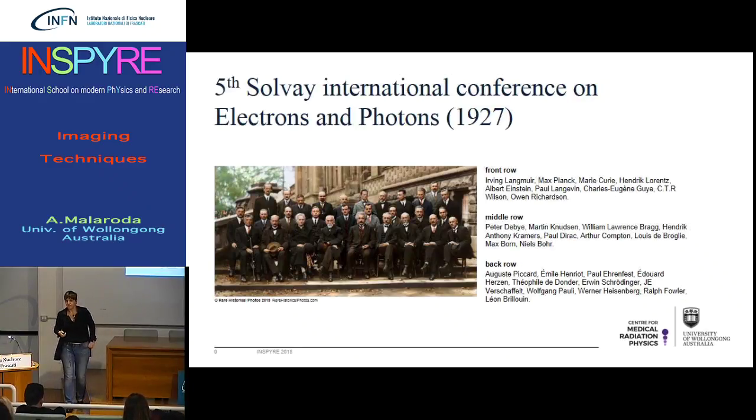Where does medical imaging start? It starts with these guys. 22 of those guys had the Nobel Prize. Okay? And you can recognize Einstein, Marie Curie. And I want you to remember 3 names: Marie Curie, Einstein, and Compton. And of course, all the other guys were important for the development of the job I do as well. But these are 3 names that I'm probably going to mention later on.